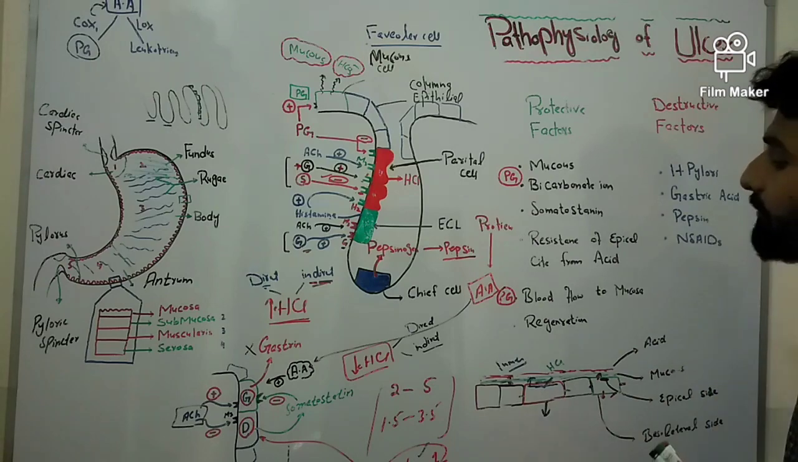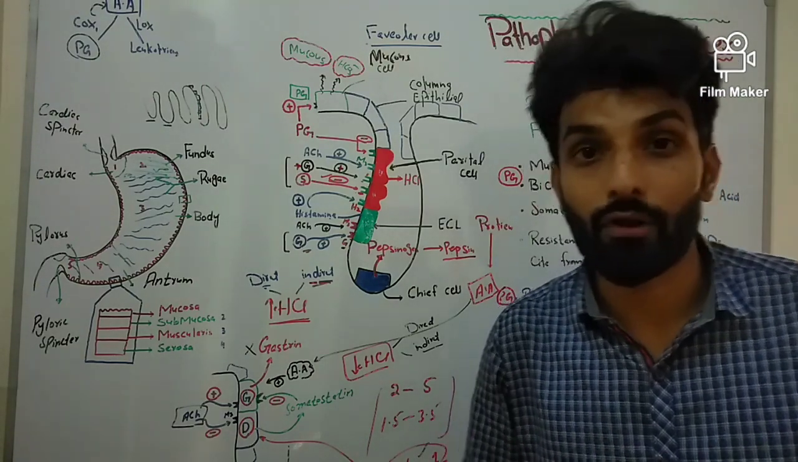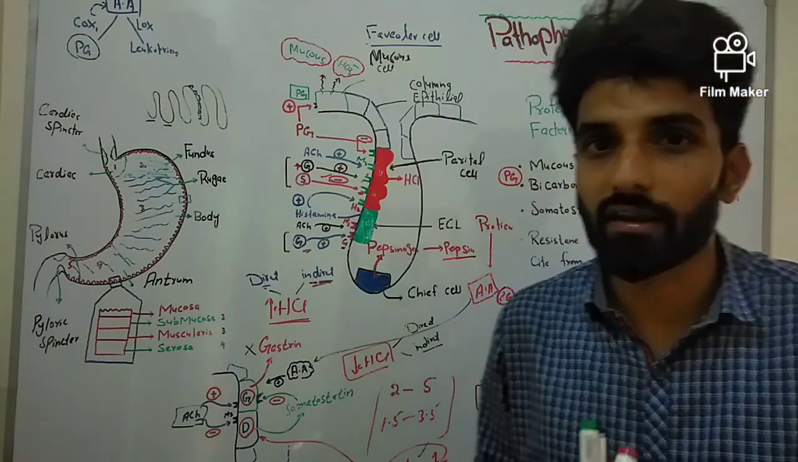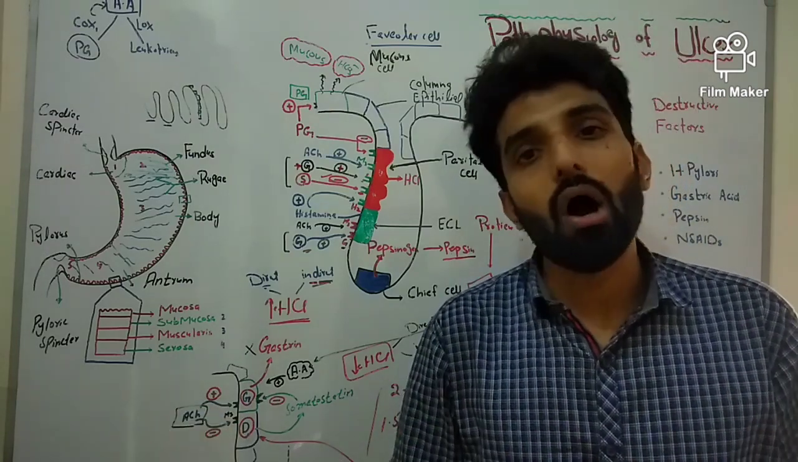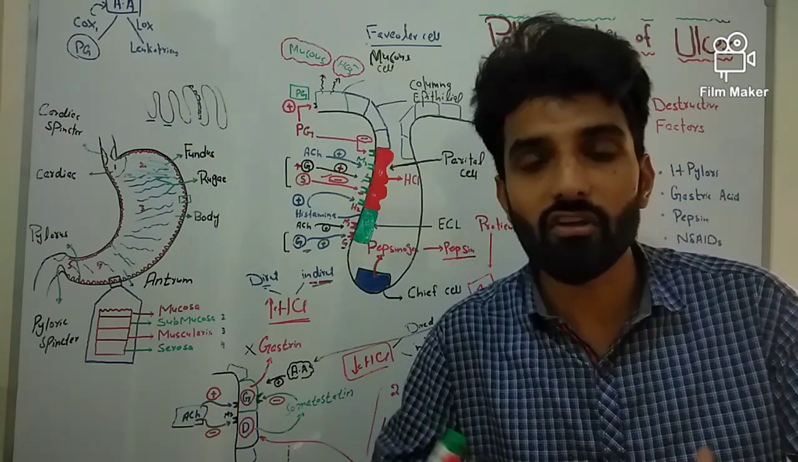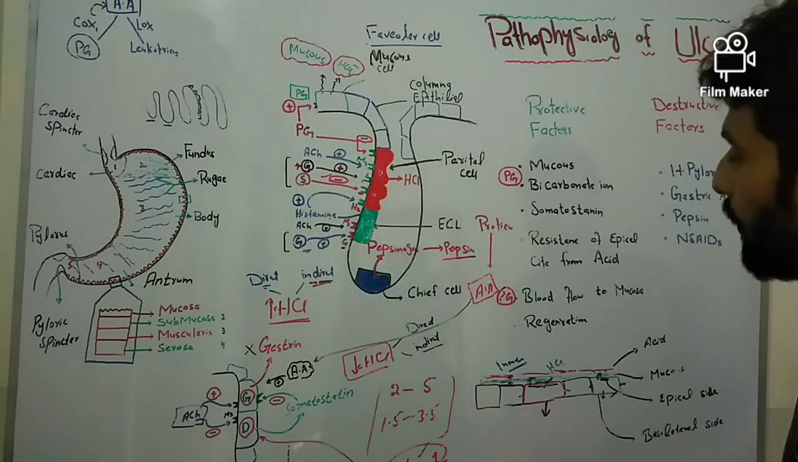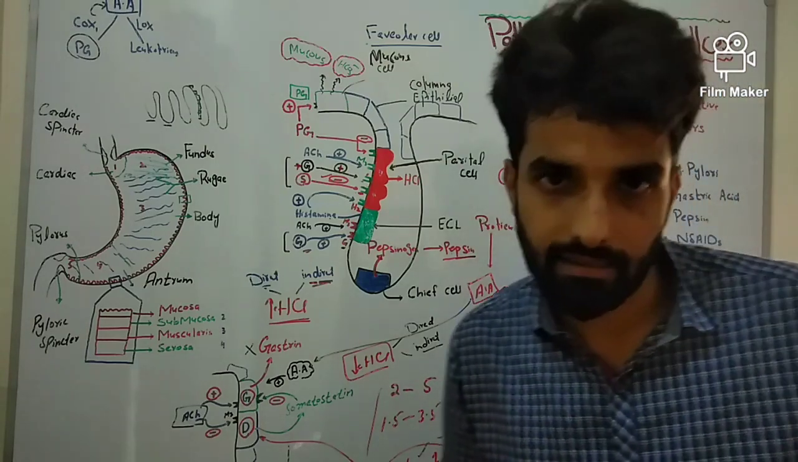And the last one is blood flow to the mucosa. Obviously, prostaglandin again plays a very important role in vasodilation and increasing the blood flow toward the GIT, or increasing the blood flow toward the mucosa. When there is more blood flow, obviously the tendency of regeneration of damaged cells will increase. So blood flow toward the mucosa will also be placed in the category of protective factors.